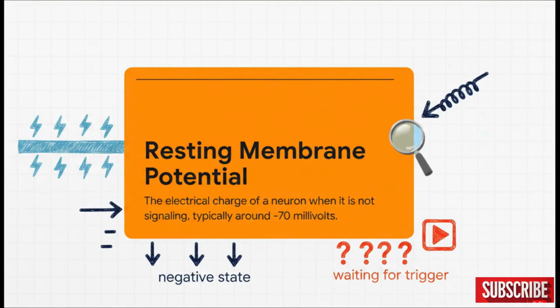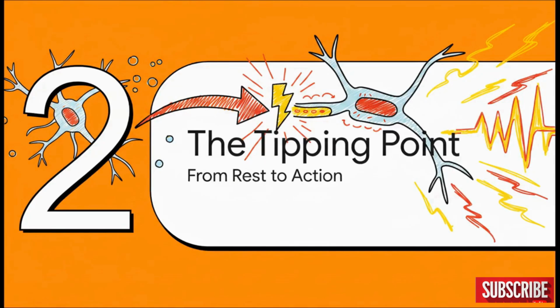So this baseline electrical charge, it's got a name, the resting membrane potential. You can think of it as the starting line for everything that's about to happen. The neuron holds itself in this negative state on purpose, just waiting for the right trigger. And that, right there, brings us to the tipping point, the inciting incident of our little story here. Something has to happen to push this resting neuron into action. A signal has to arrive and completely change the game.